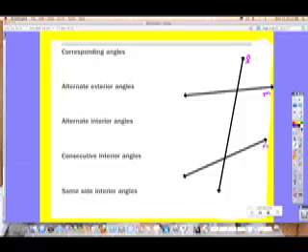Guys, L would be the transversal because it's cutting through those other two lines. So line L is a transversal. Okay, what else do we need on this picture? We need to name these angles. Make sure you name them the same as on the board. Let's call this one angle 1, angle 2, angle 3, angle 4, angle 5, angle 6, angle 7, angle 8.